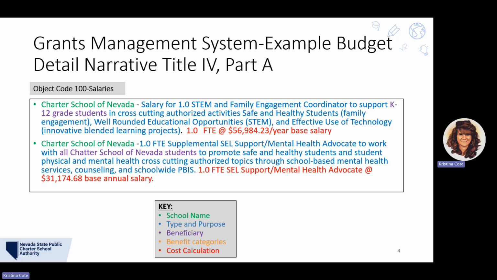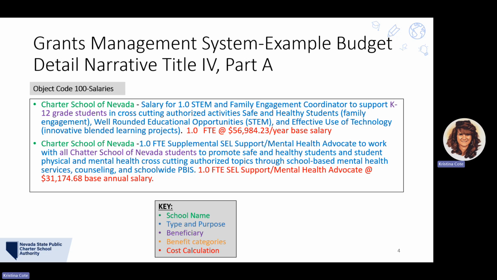The beneficiary, highlighted in purple, should describe who will be benefiting from the service, activity, and/or intervention requested by these funds. And the benefit categories, highlighted in orange, is only applicable to object code 200 for fringe benefits. I'll provide you with an example of what this might look like, an exemplar narrative, using the example on the next slide.